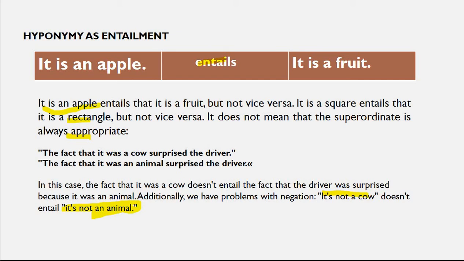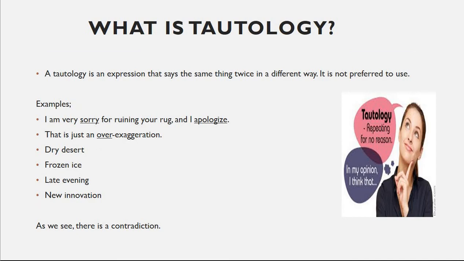Okay, so let's look at the other page. So what is tautology? A tautology is an expression that says the same thing twice in a different way. It is not preferred to use. In Turkish it is usually called gereksiz tekrar. And let's look at the examples. I am very sorry for ruining your rug and I apologize. Like, I am very sorry and I apologize. Here is the tautology example.